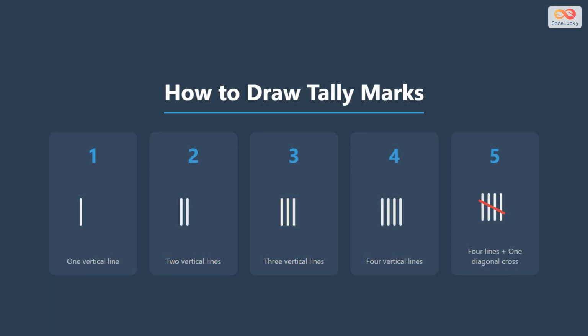Before we build the table, let's review tally marks. We draw one vertical line for each item. When we get to the fifth item, we draw a diagonal line across the first four. This bundles them into groups of 5, making them very easy to count later.